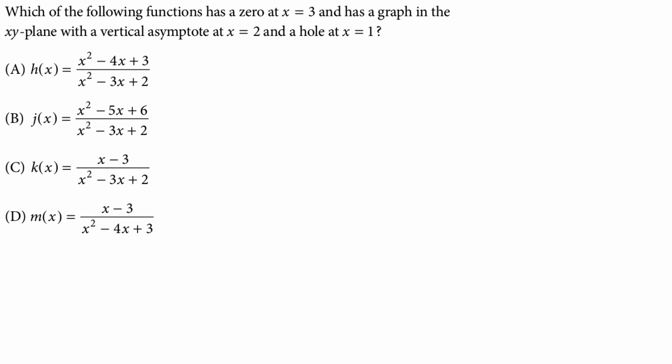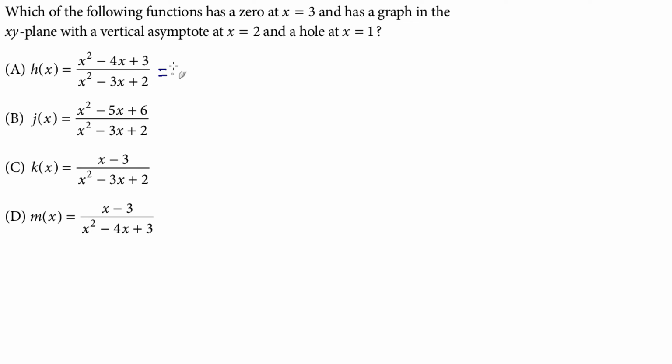So here's a problem about holes, rational functions, rational expressions, and it says which of the following has a 0 at x equals 3 and has a graph in the xy plane with a vertical asymptote at x equals 0 and a hole at x equals 1. So the first thing I always do when I see expressions like this is factor them.